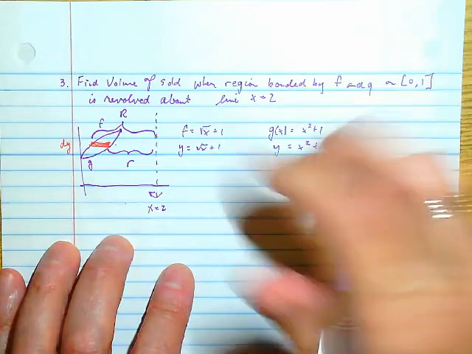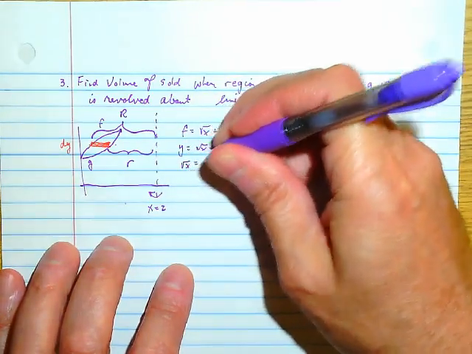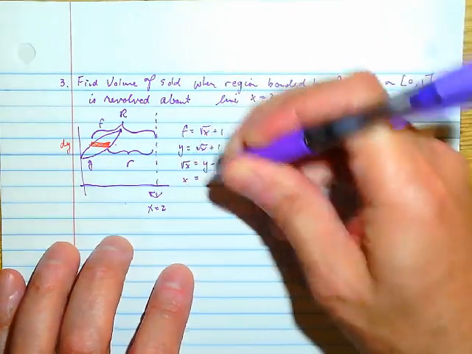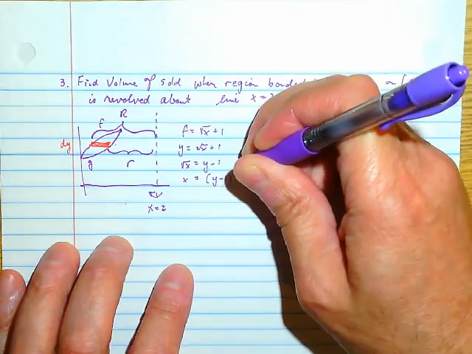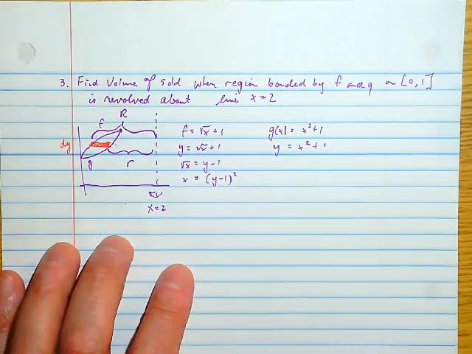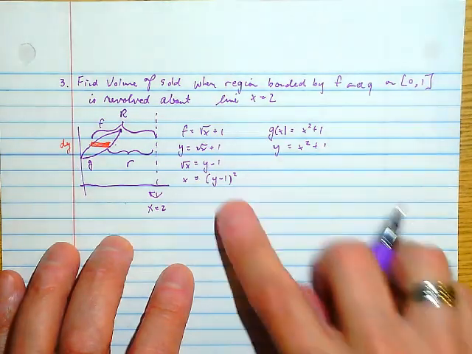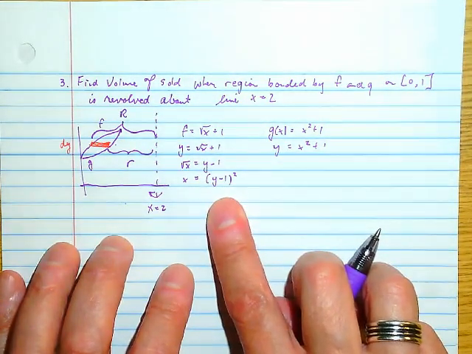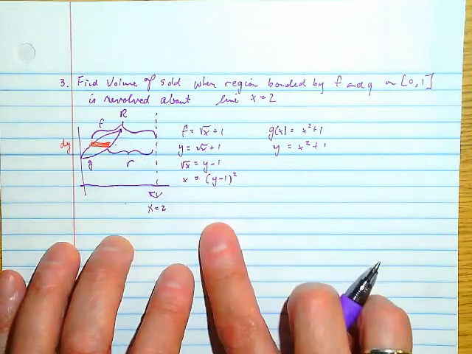So if I solve this one for x, I'd get square root of x equals y minus 1. X equals y minus 1 squared. Now I'm going to worry about the domain in just a second, but that would be your r there. Or not the r, but that's going to help us get r.